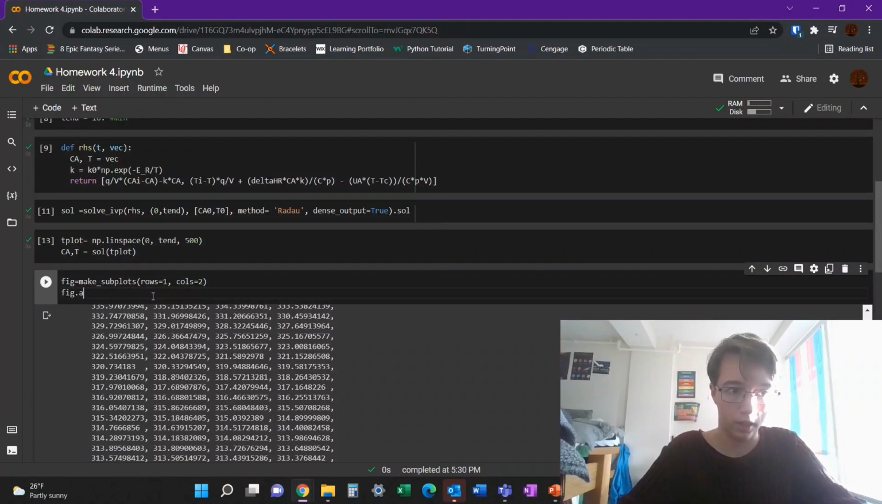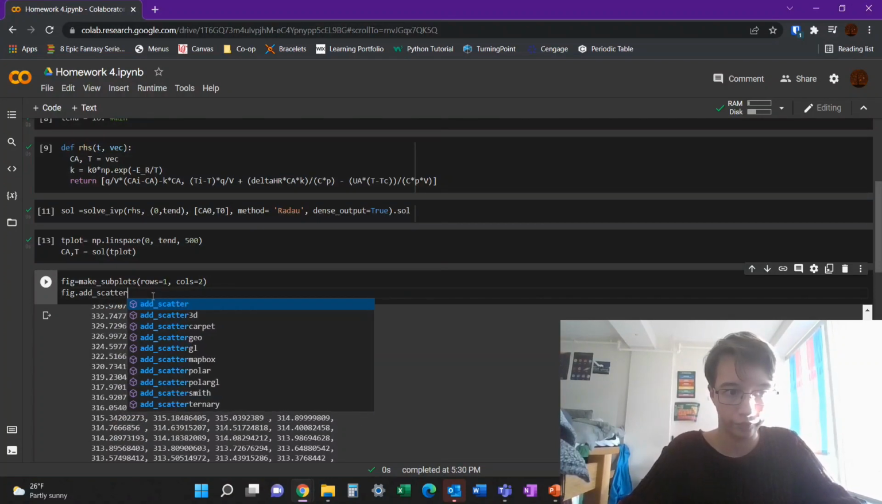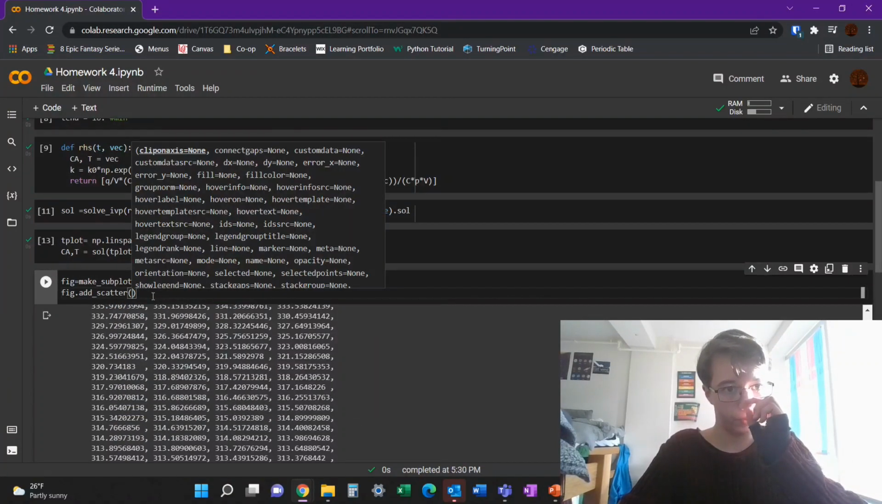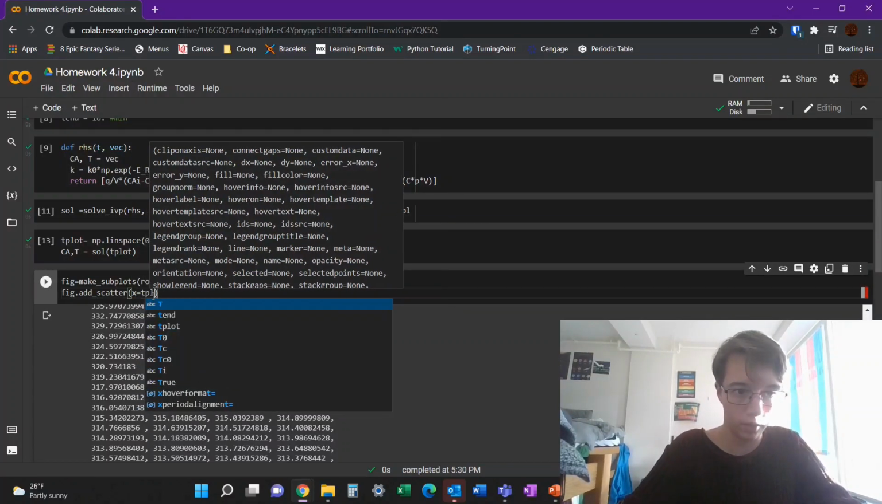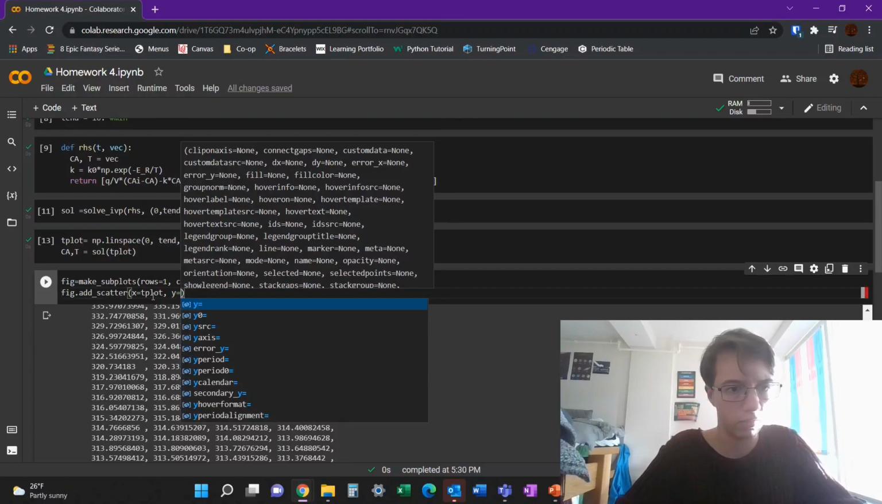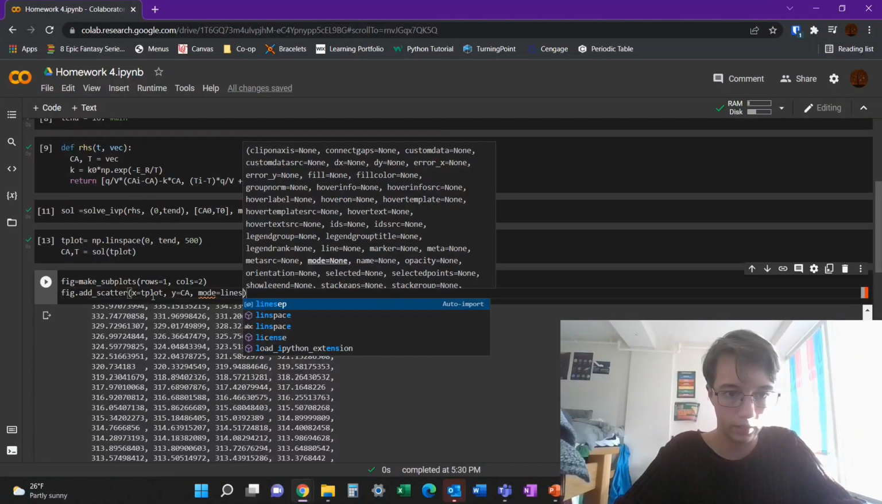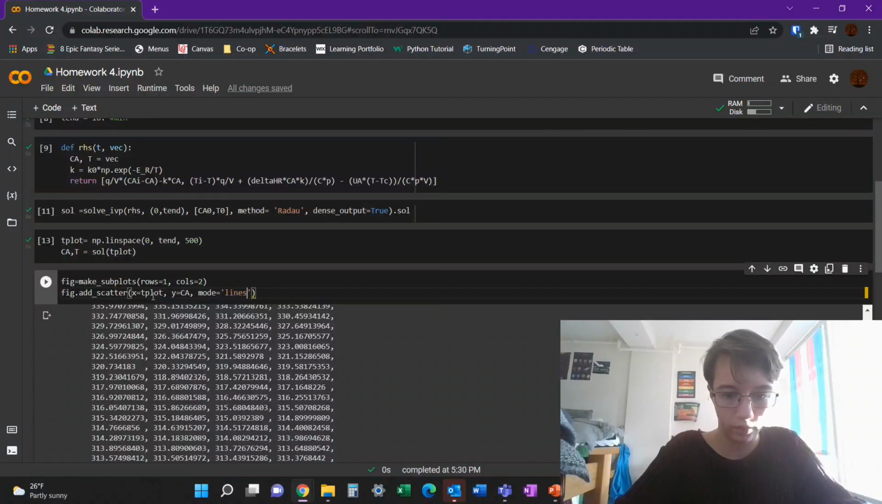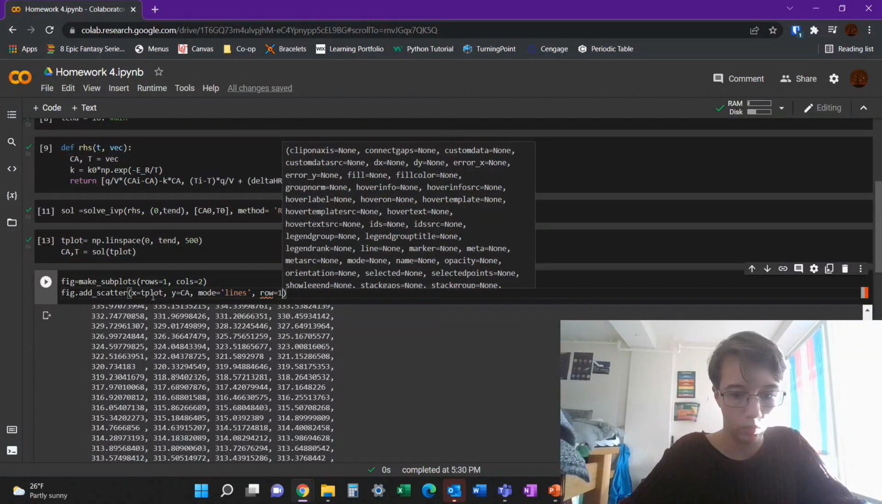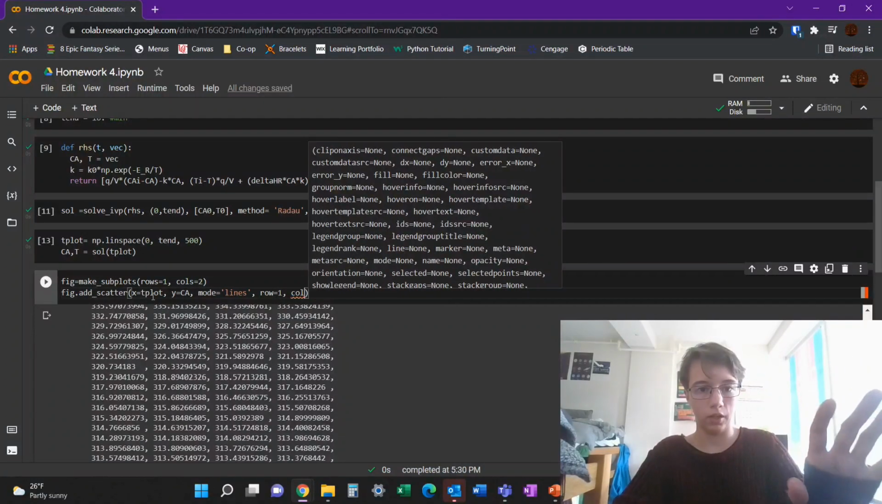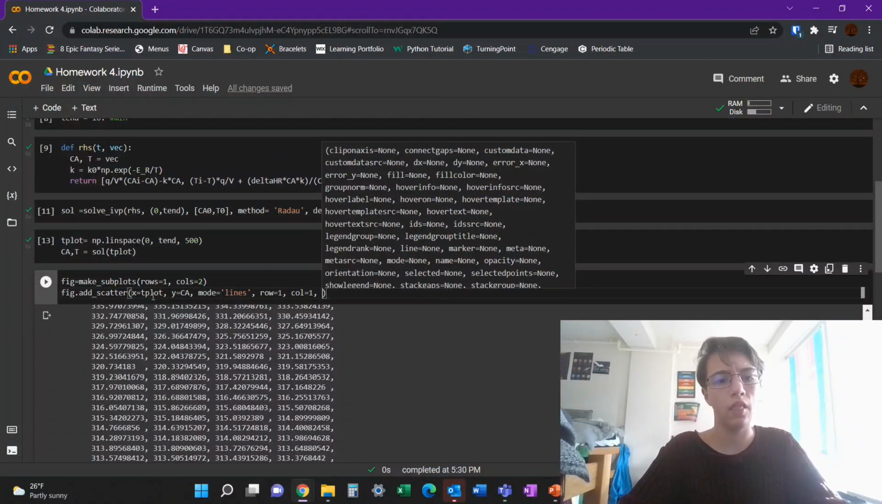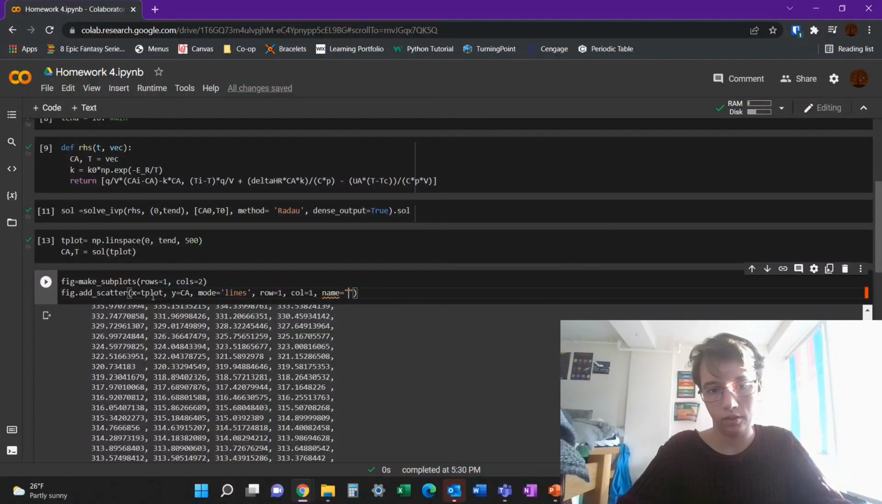Alright. So then we can go fig.add_scatter, and we'll have our x values are our t plot values, and our y value. This first one we'll just do concentration of A, and then we'll have our mode equal to lines, and we want to put this one in row 1, column 1, so this will be the first plot that we see. Then we can name it concentration of A.